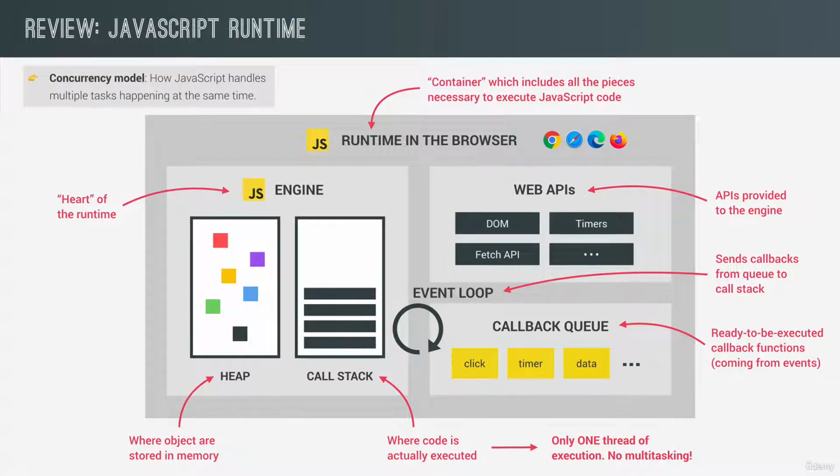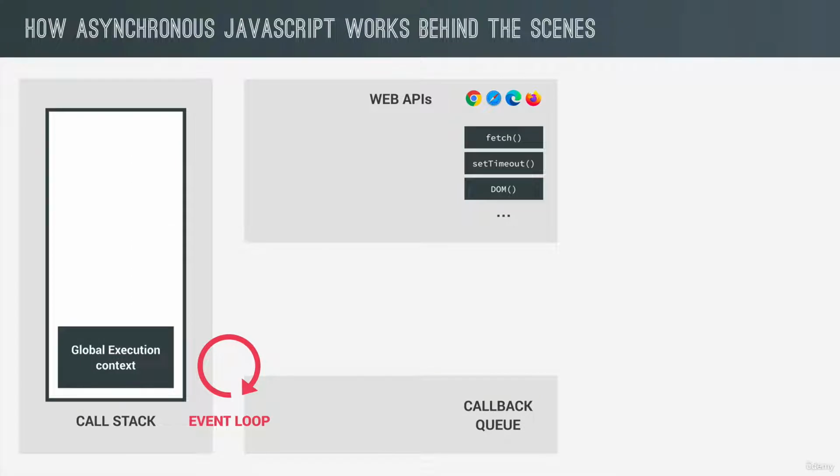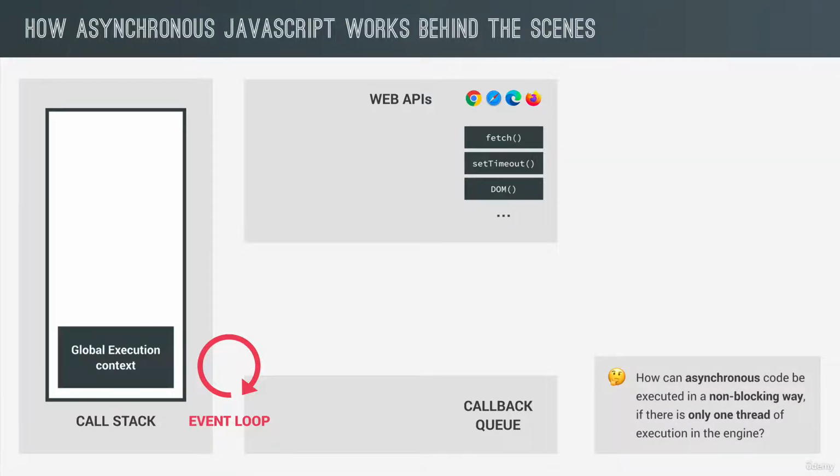But now, how does this non-blocking concurrency actually work? And why is the event loop so important? Well, let's find out. And let's focus on the essential parts of the runtime here. So that's the call stack, the event loop, the web APIs, and the callback queue. So as you know by now, a JavaScript engine is built around the idea of a single thread. But if there's only one thread of execution in the engine, then how can asynchronous code be executed in a non-blocking way? Well, that's actually the big question that we're going to answer in this video.